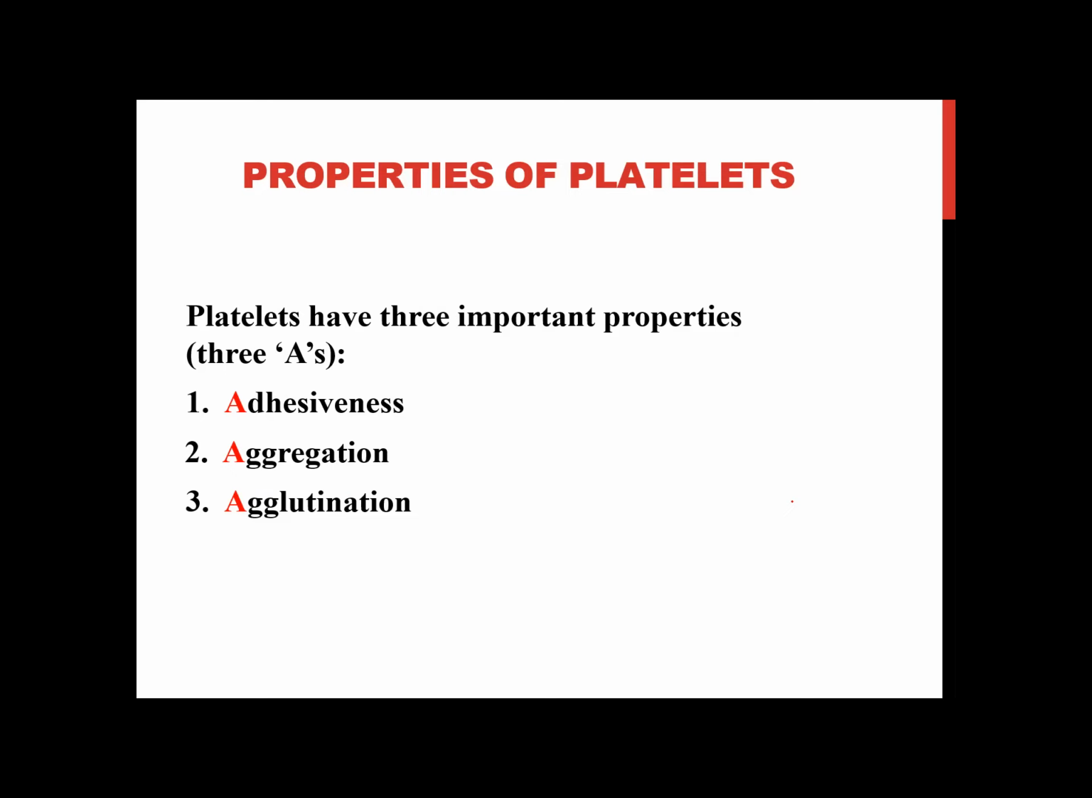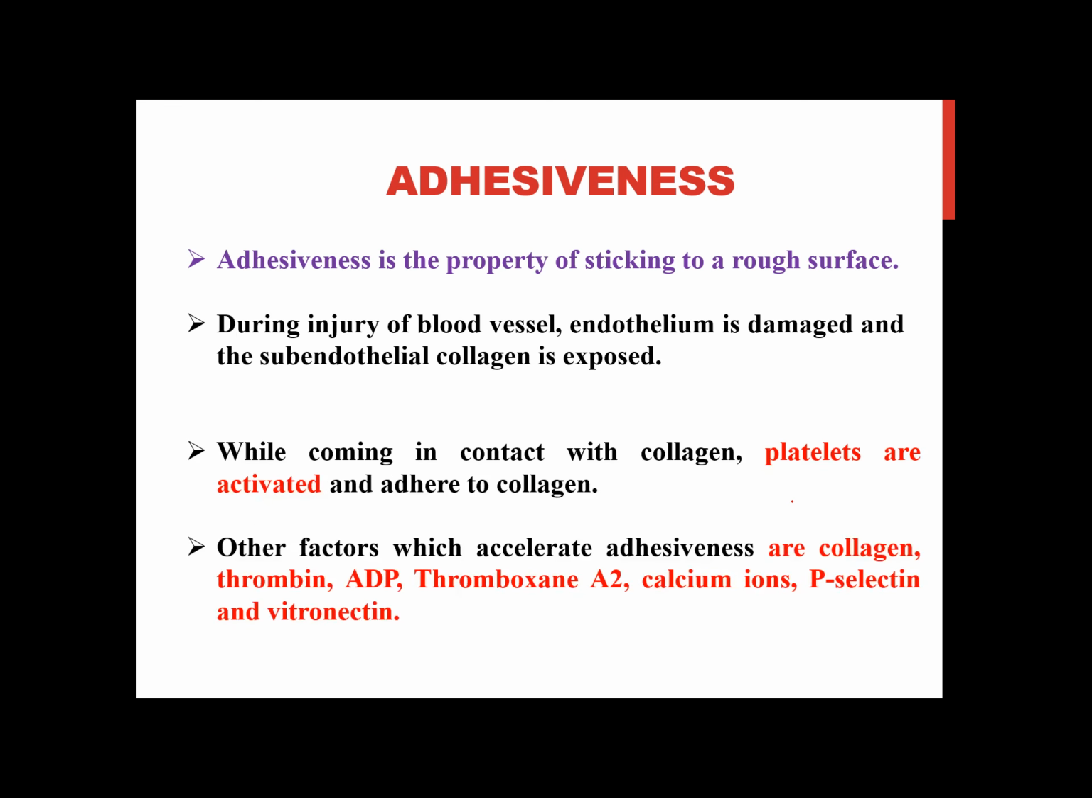Now let's take a look at the properties of platelets. Now remember that your platelets have three important properties, yung tatlong A's: adhesiveness, aggregation, and agglutination. So they have three properties, the three A's: adhesiveness, aggregation, and agglutination. Now, adhesiveness is the property of sticking to a rough surface. So, yung mga platelets nyo, they are able to attach to a surface, specifically damaged endothelium.